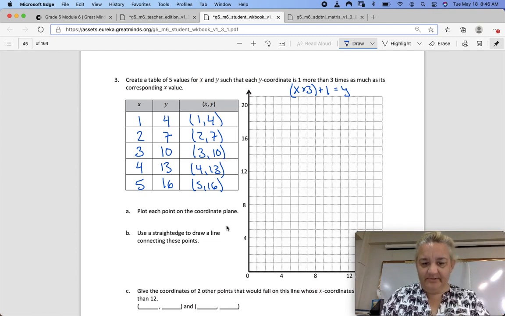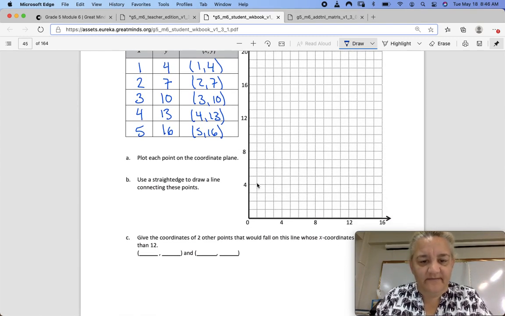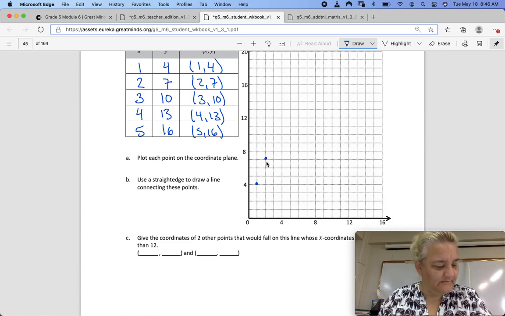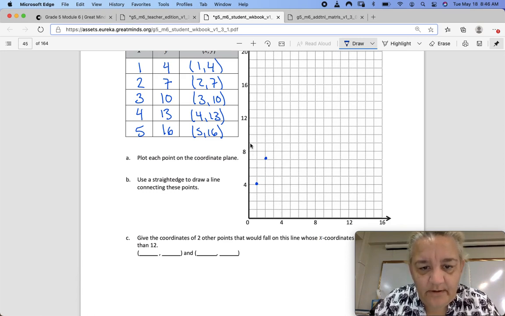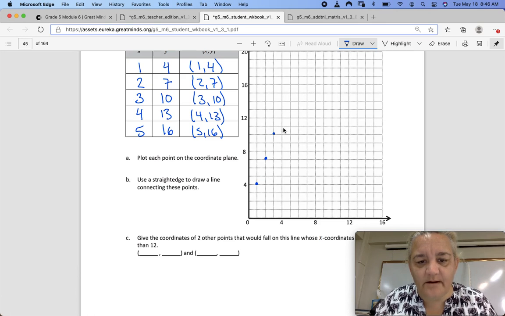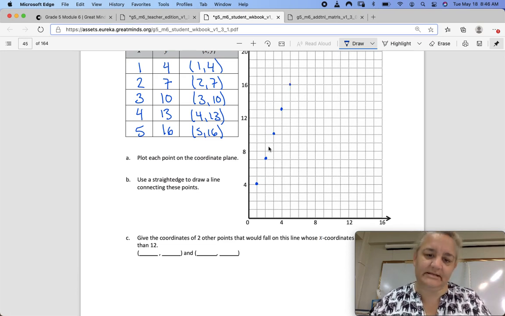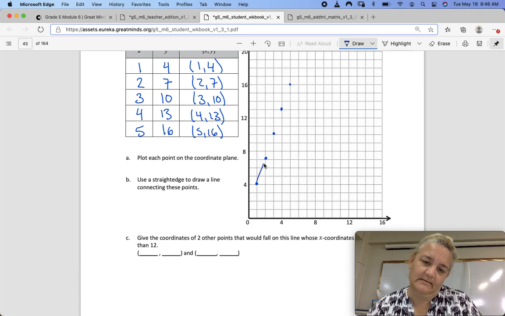So plot each point on the coordinate plane. 1 and 4. 2 and 7. 3 and 10. Wait a minute. 4, 8, 9, 10. 3 and 10 here. 4 and 13. 5 and 16. Okay. That's why you need a ruler to keep things straight.